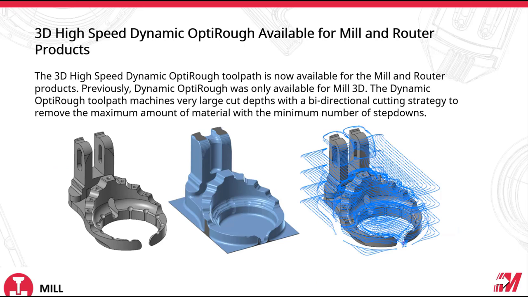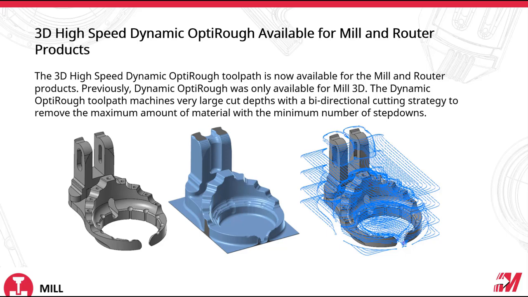3D high-speed dynamic Optirough is now available for mill and router products. Previous to this, you needed a 3D seat of Mastercam to be able to use dynamic Optirough. That is no longer the case. A mill seat of Mastercam will now support dynamic Optirough in 2022 Mastercam. This is going to open up a lot for the mill people, for roughing 2D parts, roughing 3D parts.